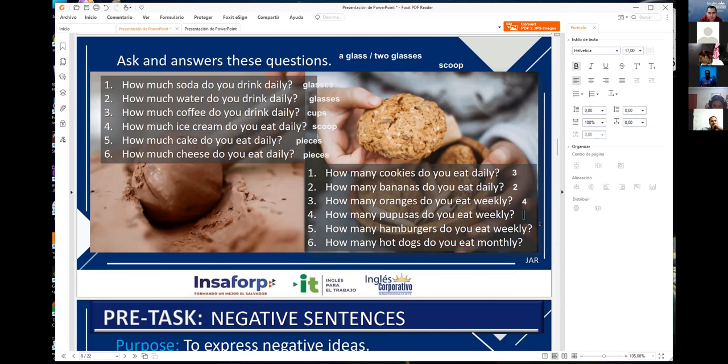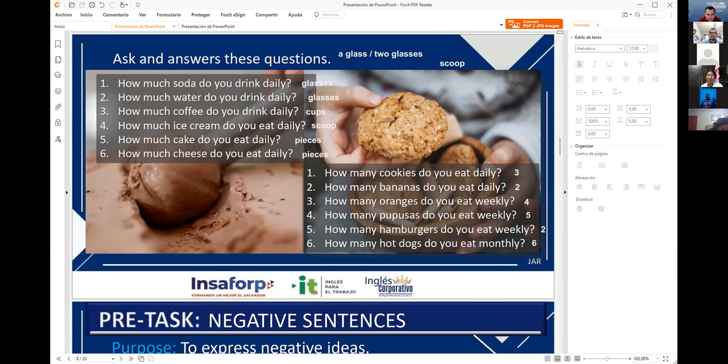How many pupusas do you eat weekly? And you can say 5 pupusas weekly. How many hamburgers do you eat weekly? A few, right? Maybe 2 or 3 hamburgers. How many hot dogs do you eat monthly? Hot dogs, monthly. You say, wow, I eat 6 monthly. Okay, so the number that you consider is appropriate, okay?